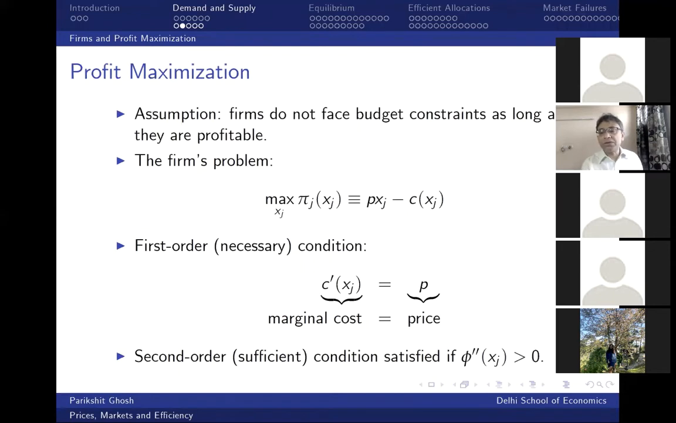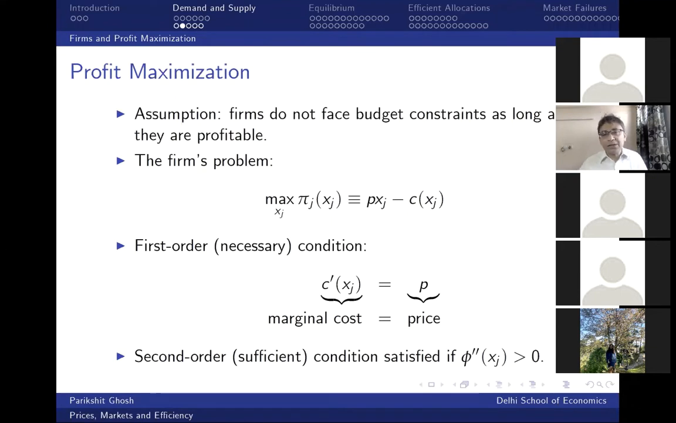It's not 0, it's not some infinity. If it's a finite, strictly positive amount, then it has to satisfy this condition, price equals marginal cost. And again, the intuition is pretty obvious, and this should be bread and butter to any economist.